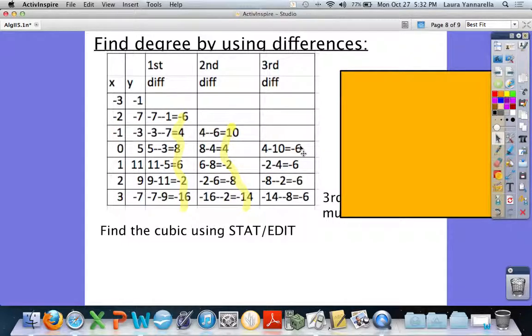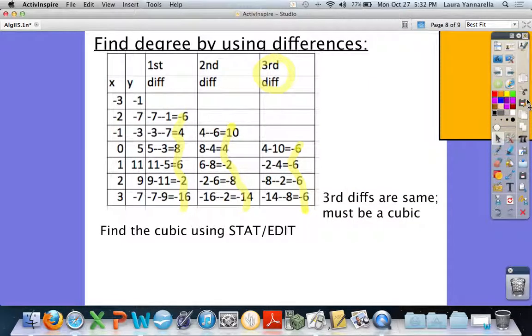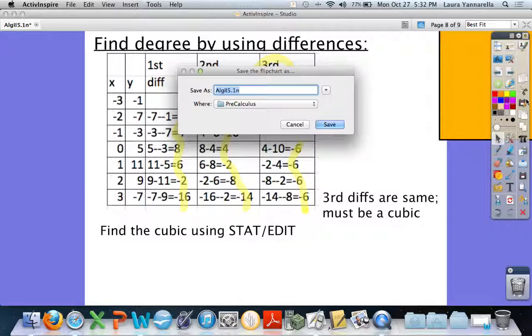4 minus 10 is negative 6. Negative 2 minus 4 is negative 6. Negative 8 minus negative 2 is negative 6. Negative 14 minus negative 8 is negative 6. And voila! We have a constant. Therefore, it took us 3 differences to find that constant, so our polynomial is a cubic.